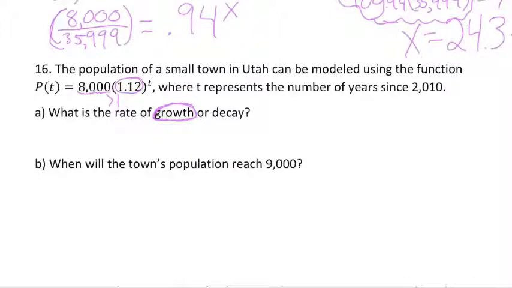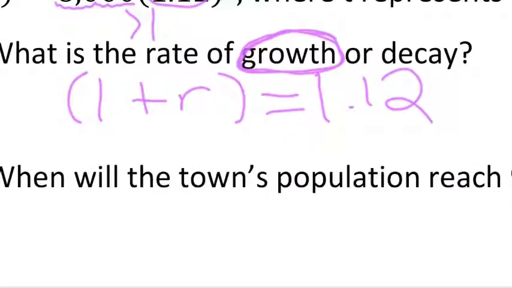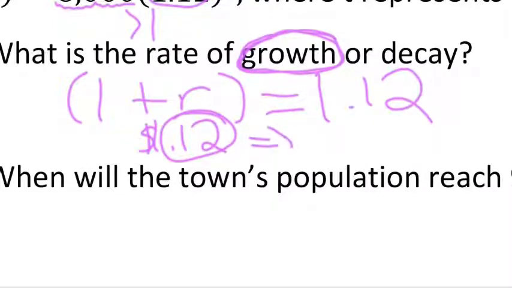So now we're asked, what is the rate of growth or decay? We're taking 1 plus whatever our rate is, and we're using plus because it's growth, and it's going to give us our 1.12. Kind of like our decay, we can ask ourselves, okay, we start with $1, we're adding some amount of cents, and we're going to get $1.12 back. Well, how many cents did we have to add? We had to add 12 cents. So our 0.12 changed into percent is 12%.